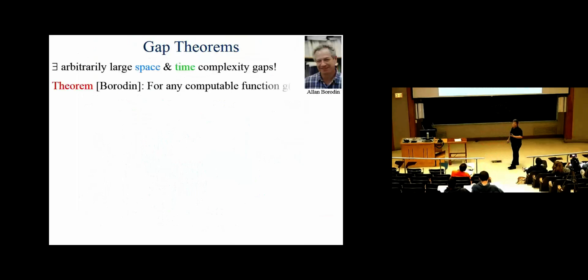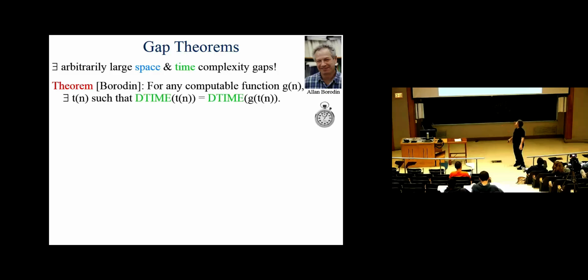All right. So let me now mention a few theorems. We're not going to prove these. It's too hard to prove. This was a graduate course. Maybe we'll get into it. But let me just tell you what they state, because they state some unbelievable, cool, hard to imagine facts. But there are facts because these are theorems and we can prove them. So it turns out that there are computable functions that create arbitrary gaps in the space and time hierarchy.